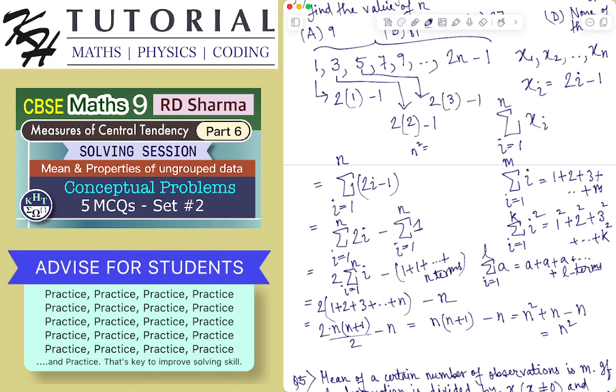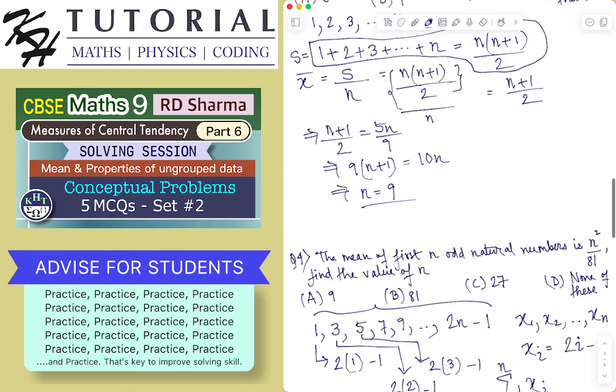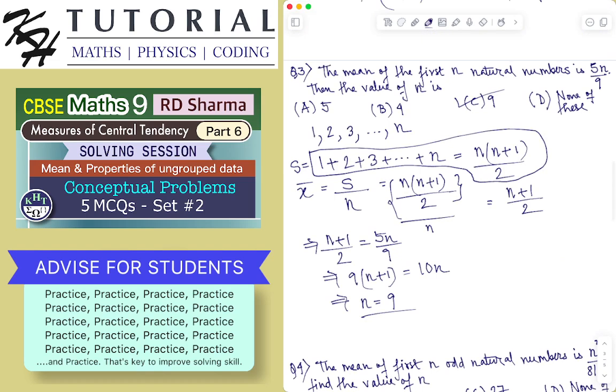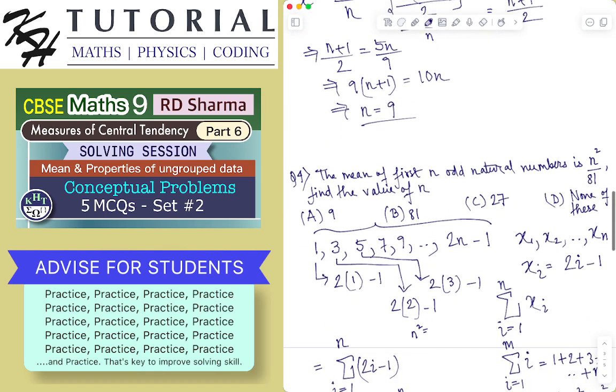And the summation of 1, where the summation is from i equals 1 to n, becomes 1 plus 1 plus 1 up to n terms, which is n. So minus n. So n square plus n minus n gives n square.